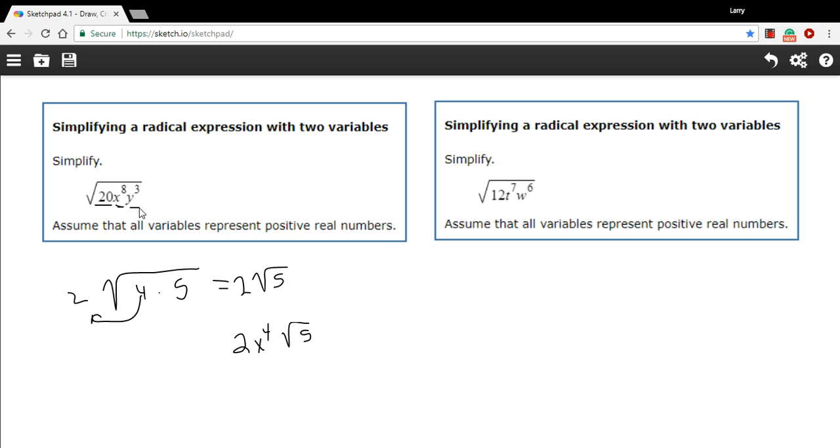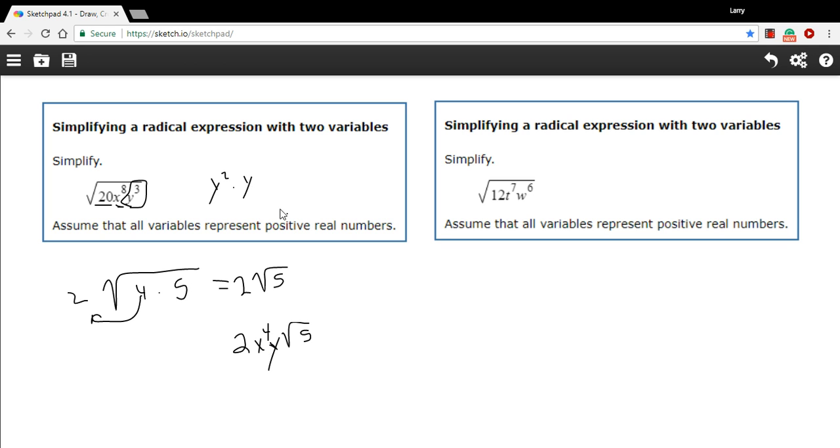And then all we have left to deal with is this y. And this is maybe a little bit different from what you've seen before. We have an odd exponent here. Well, the way to think about this is to rewrite that y to the third as y to the second times y, or y to the first. That y to the second you can take the square root of. That's just y. So that comes outside here.